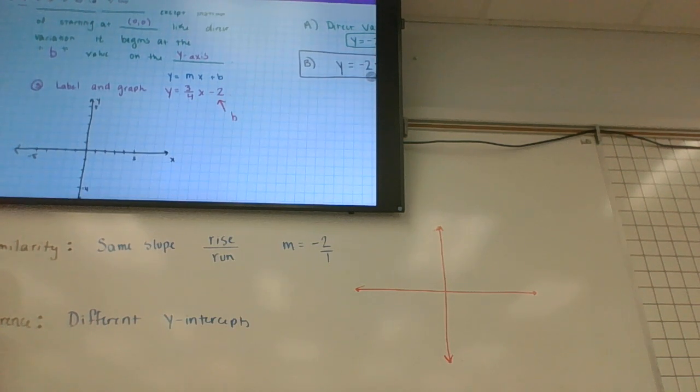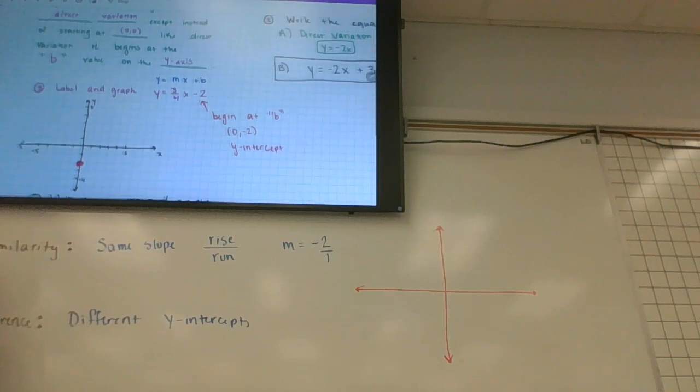So I'm going to begin my graph at the b value. Begin at the b value. So I'm going to start, it's a y-intercept. So here's my first point. It's not at 0, it's down at -2. Begin at b.